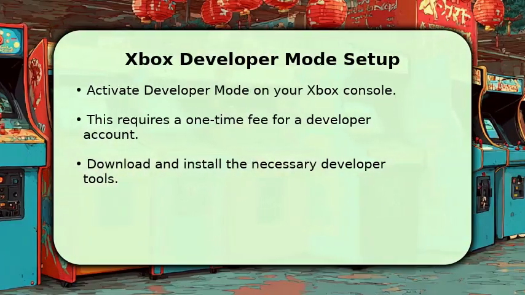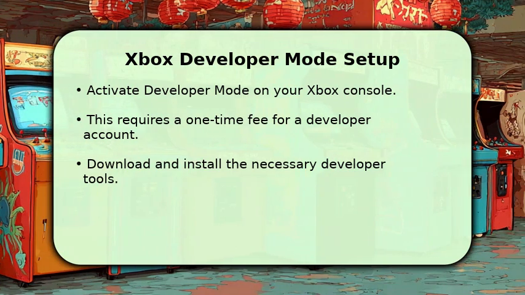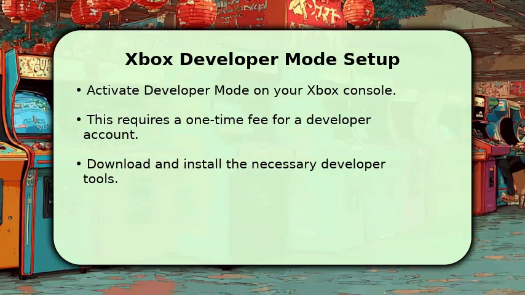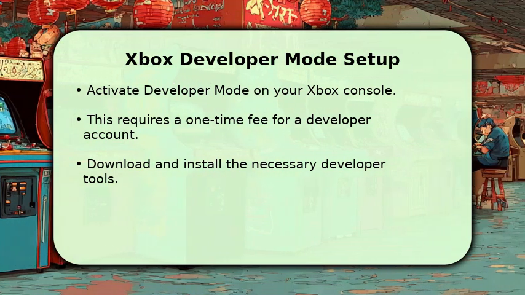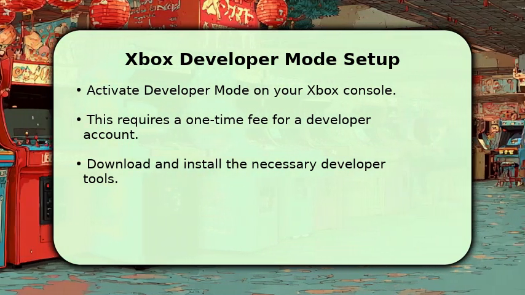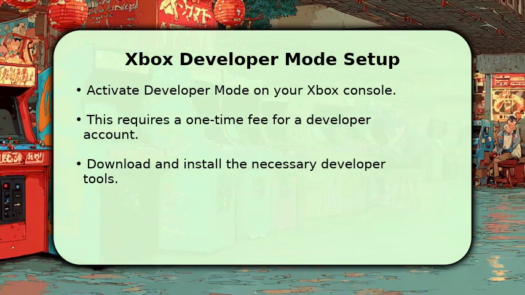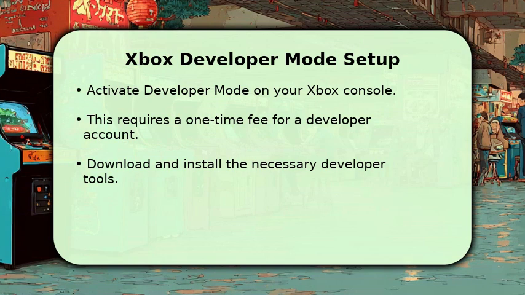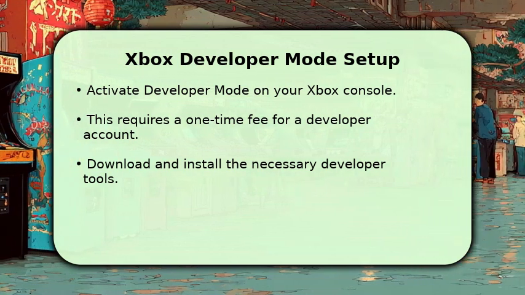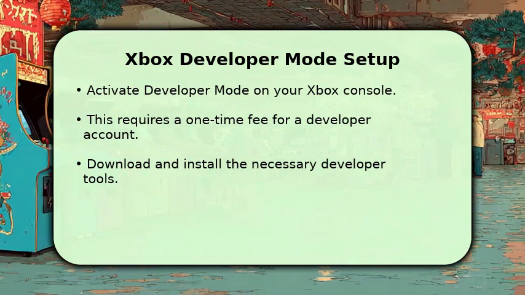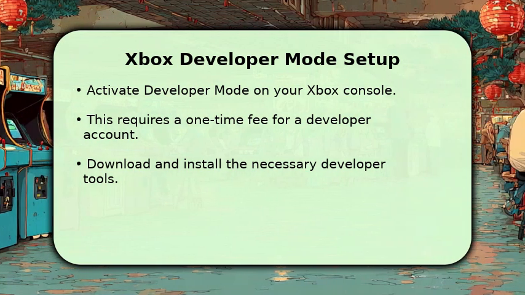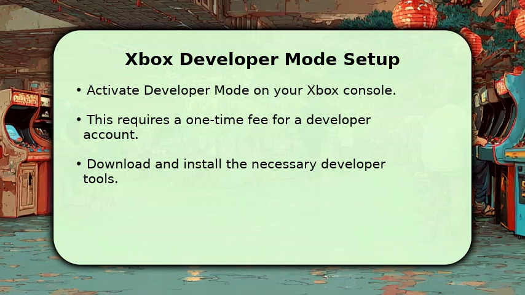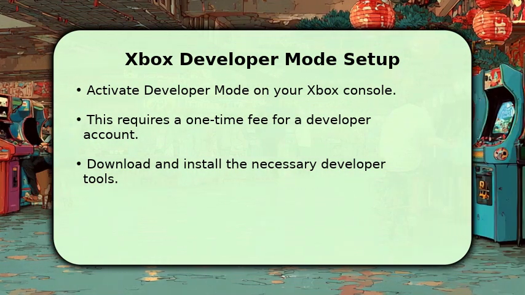The first crucial step is enabling developer mode on your Xbox. This involves registering for a developer account, which typically has a small one-time fee, usually around $19. Once activated, you'll download the Xbox Dev Mode activation application and follow the on-screen instructions to prepare your console for running custom applications, including emulators. This unlocks the full potential of your Xbox for custom software.